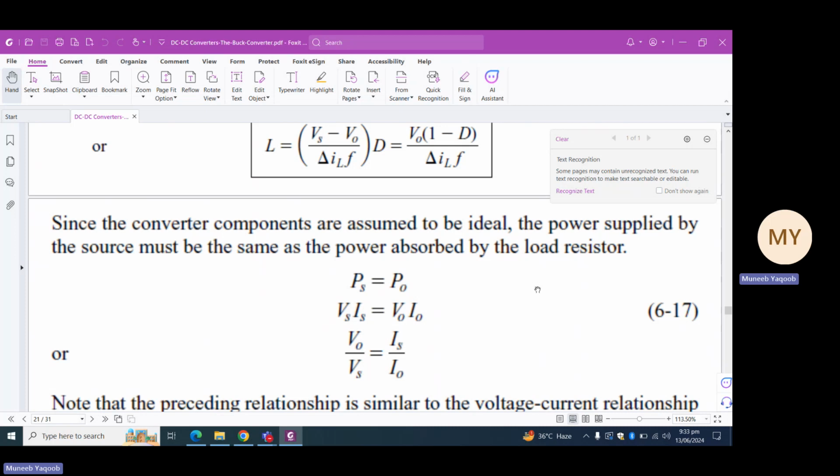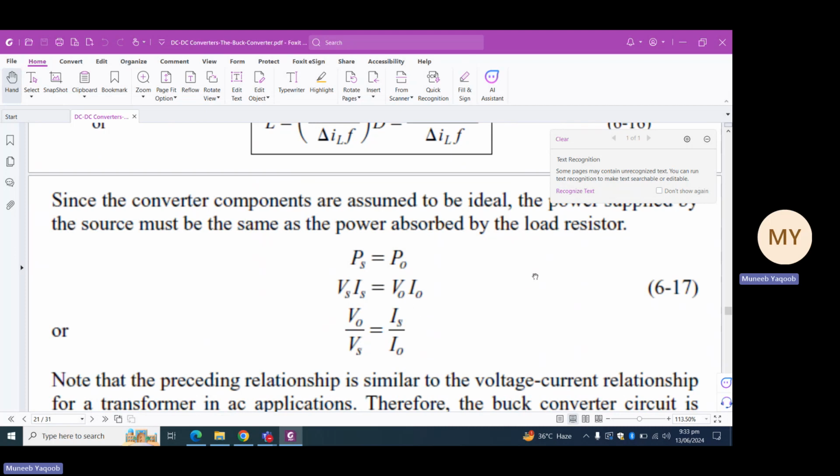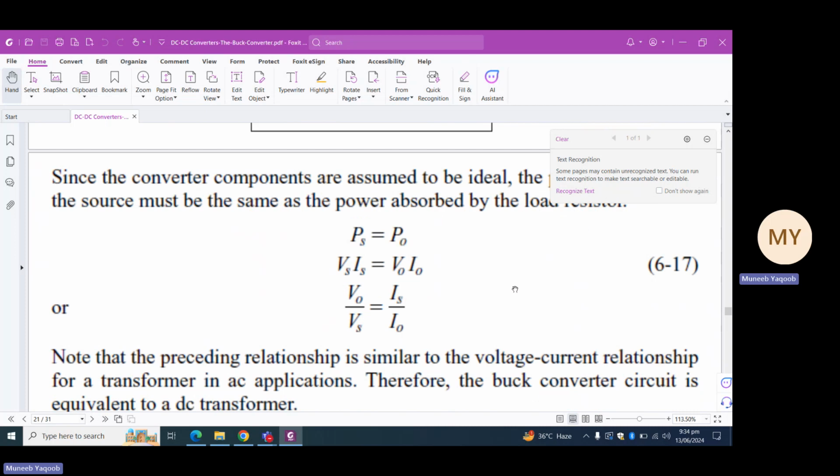Buck converters are also known as DC transformers. Why is this so? Because if you consider this equation 6.17, you can easily compare it with a transformer equation where V out upon Vs is equal to Is upon I out. This equation is valid for an AC transformer, and at the same time, this equation is valid for a DC-DC converter, that is a buck converter. So we can say that it is a DC transformer.